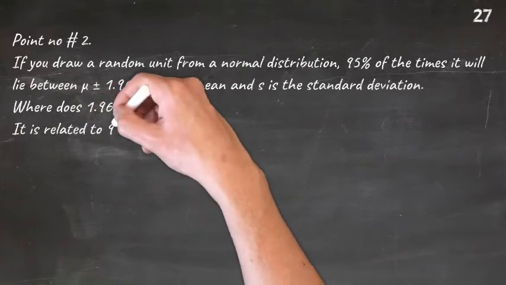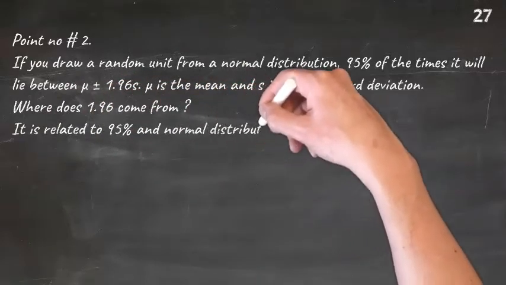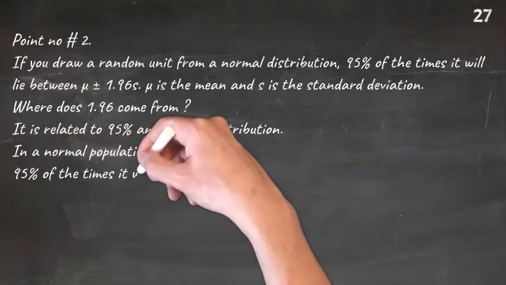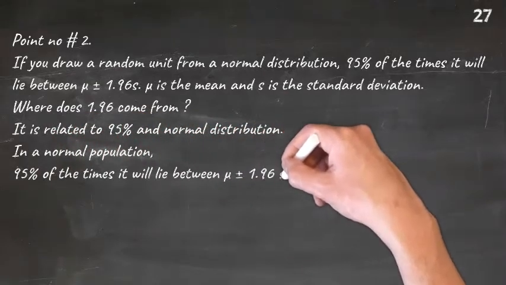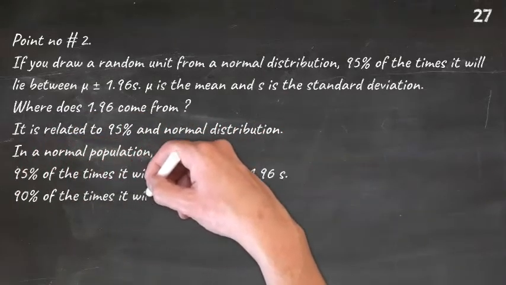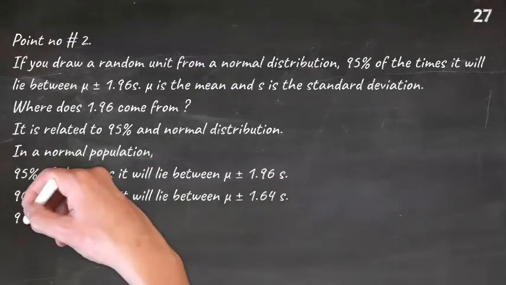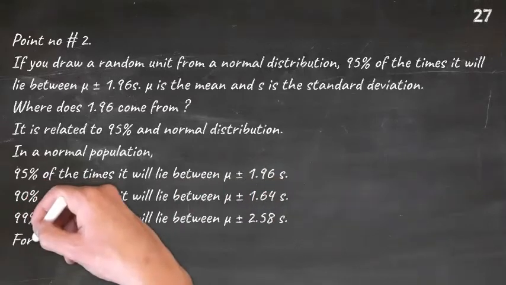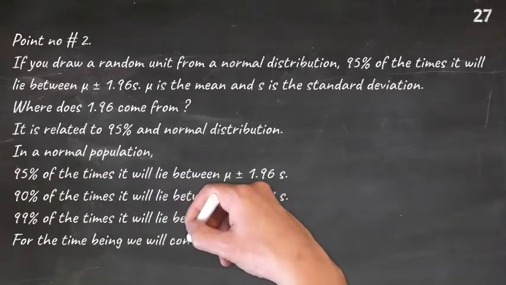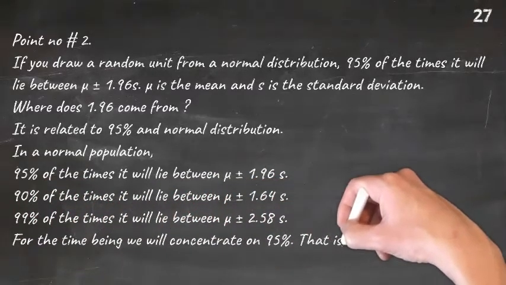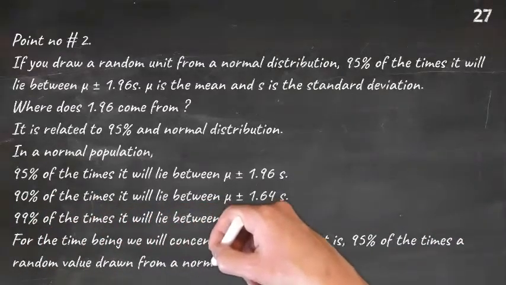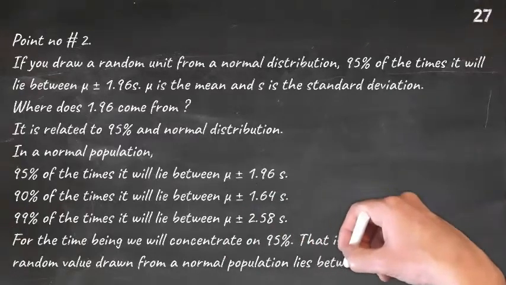Where does 1.96 come from? It refers to the 95% confidence interval of the standard normal distribution. 95% of the times, it lies between the mean plus minus 1.96 times the standard deviation. 90% of the times it lies between the mean plus minus 1.64 times the standard deviation. 99% of the times it lies between the mean plus minus 2.58 times the standard deviation.